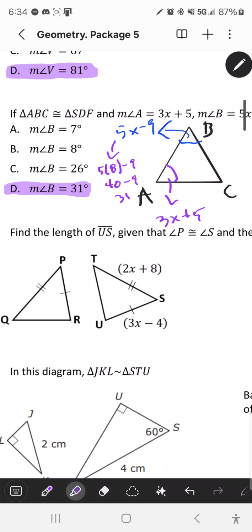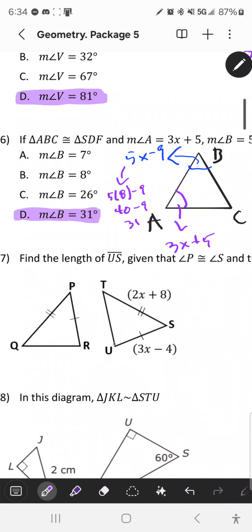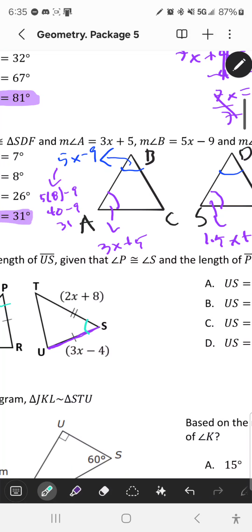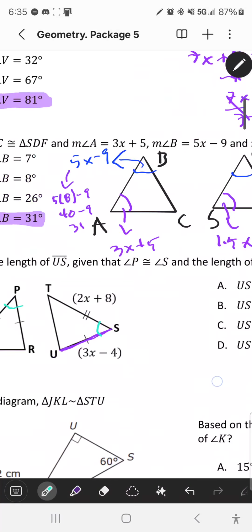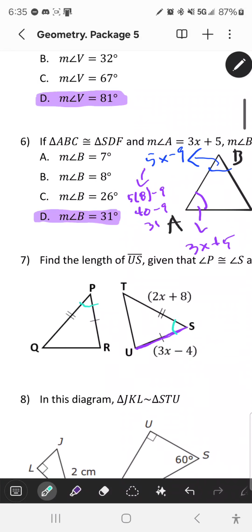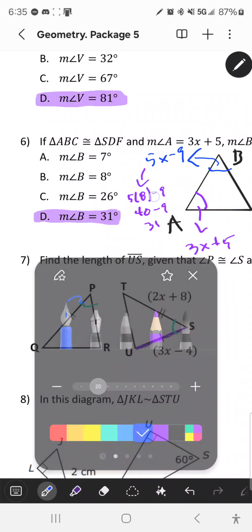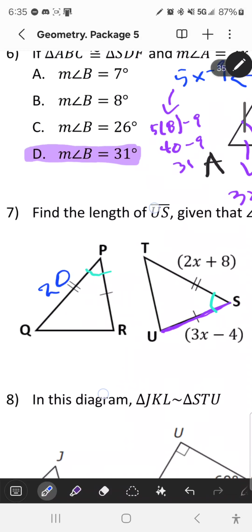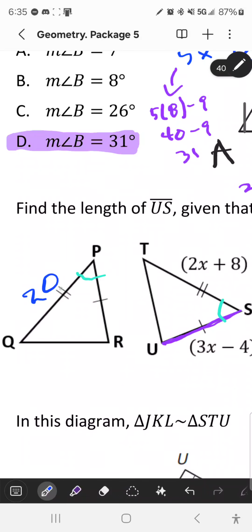Now, number 7 is going to be the last one for today. So let's do it. Find the length of US. So we are missing US. Given that P is congruent to S and the length of PQ is 20. As you can see here, they are actually marked as well.